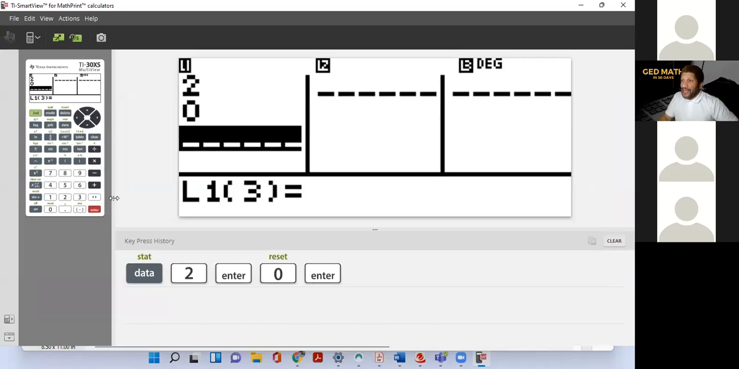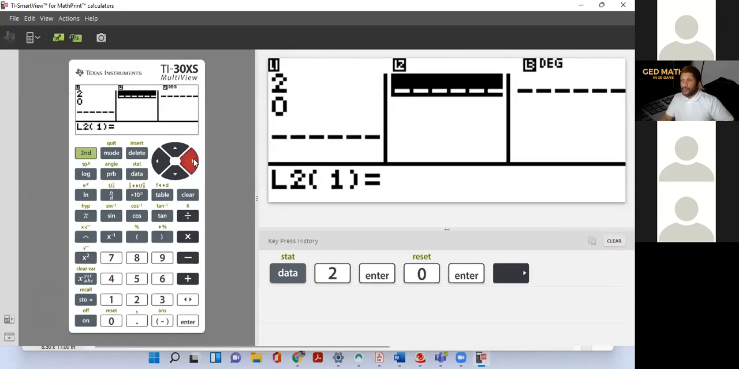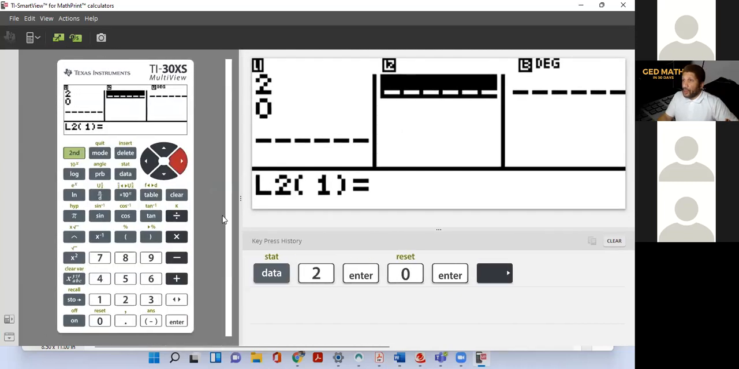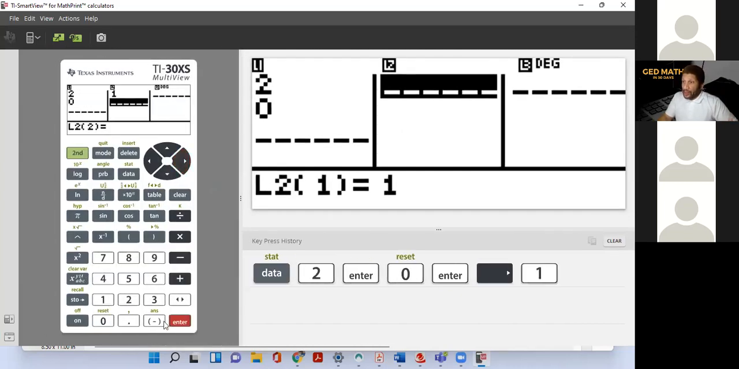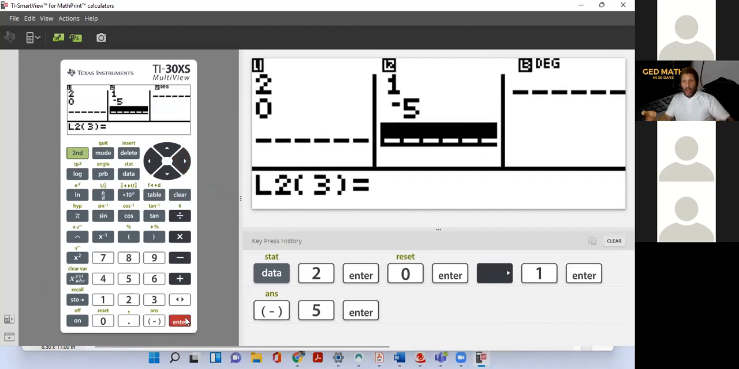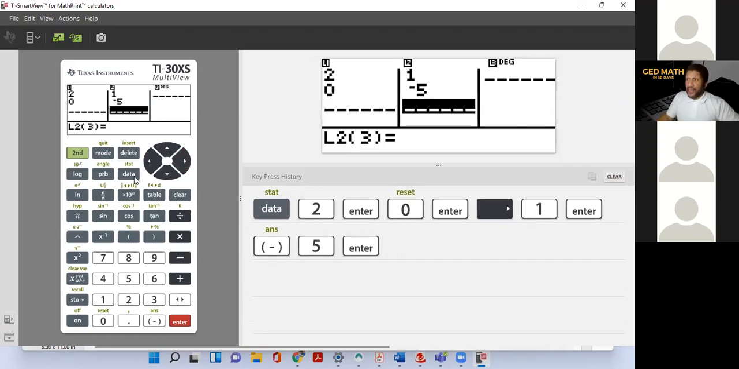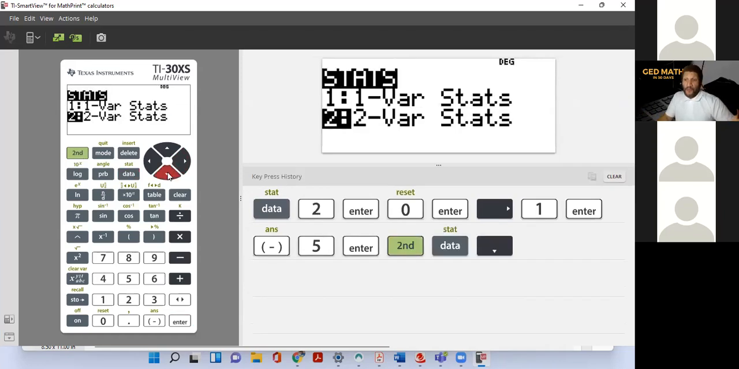So I'm going to go to my second column by hitting the right arrow. And what did I say? I forgot that quick. Oh, 1 and -5, I'm sorry. So 1, enter, -5, enter. All you have to learn is how to put the 2 points in your calculator. Watch this. You're going to sit here in amazement. 15 seconds. Second, data. I'm using 2 variables because I have x and y.